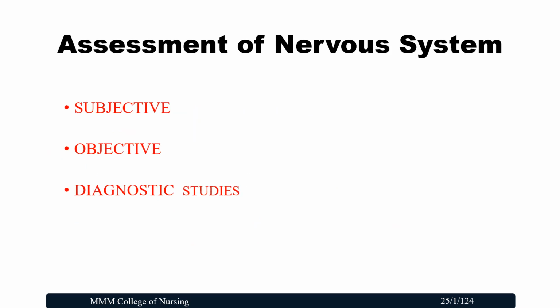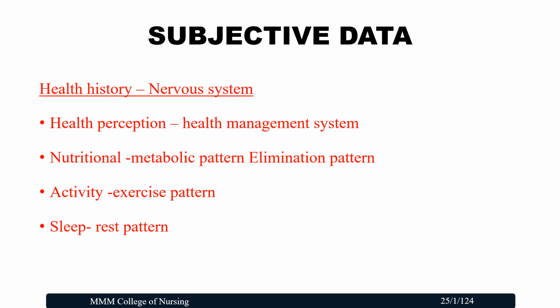Assessment of nervous system has three divisions: subjective data, objective data, and diagnostic studies. Subjective data, which means health history and nervous system. Here it involves health perceptions, health management system, and neurological and metabolic pattern. Here we can ask the patient what the patient ate in the last 24 hours, or any special diet the patient is taking, and elimination pattern per day.